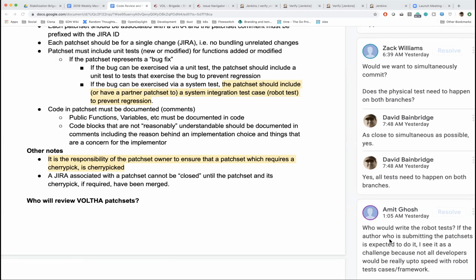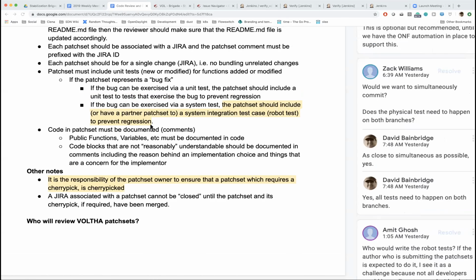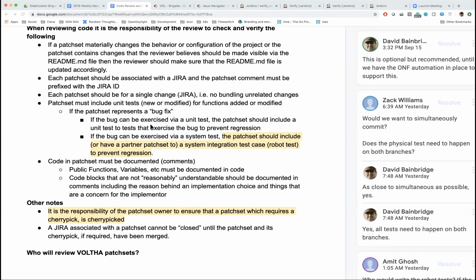Yeah, David, this is Suchitra. Quick question on the bug fix, the patch set representing a bug fix, the second bullet, where we are saying that when there is no unit test, if there is a system test, the patch set should include a system integration test case. Here, I assume we are still talking about integration tests using simulators, right? Well, one thing yes, I am talking about that. One thing we're striving for in terms of system integration tests is that the scripts can be run both against a simulated target as well as a physical target.